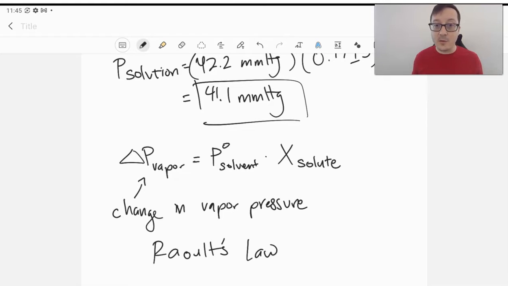All right, and that's it for this one. We'll next take a look at some more colligative properties.